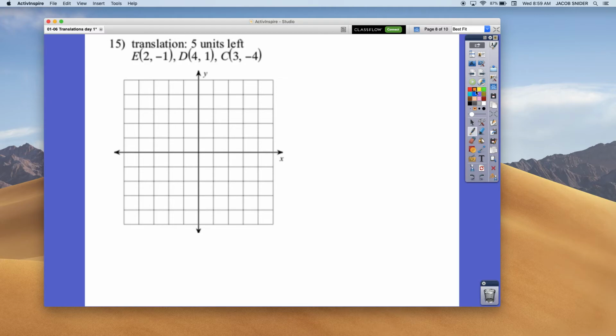Well, (2, -1), okay? So if we go back to the origin, that's where we start. This tells me to go right 2 and down 1. There we go. That's where E is. D is (4, 1). So to the right 4, up 1: 1, 2, 3, 4, up 1. And C is (3, -4), so that's right 3, down 4. So 1, 2, 3, then 1, 2, 3, 4.